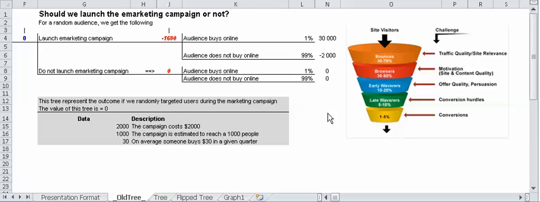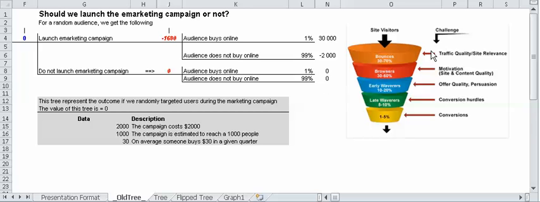There are two parts to this project. The first part is a simple decision tree, and the second part is getting a dollar amount on the value of imperfect information. In the first part, we are constructing an e-marketing campaign for a random set of users.